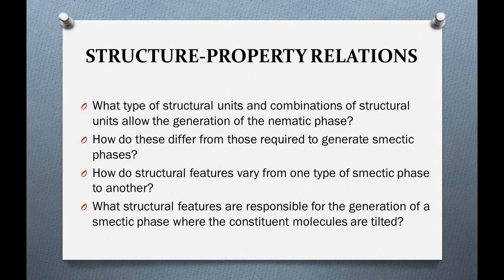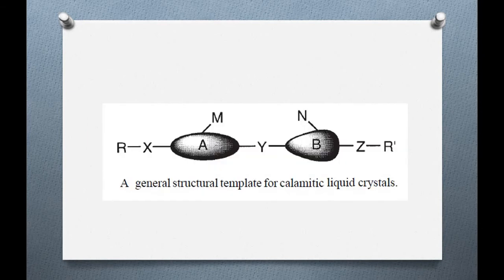Okay, so that is basically the goal of today's class. Before attempting to answer all these questions, let us just focus on the very general structure or template of a calamatic liquid crystal. So this is a general structural template of a calamatic liquid crystal. This clearly looks like a rod-shaped thing, right? This kind of structure includes both smectic and nematic phases, because both of them are rod shaped, as you know. So what are these different parts that we are seeing here?